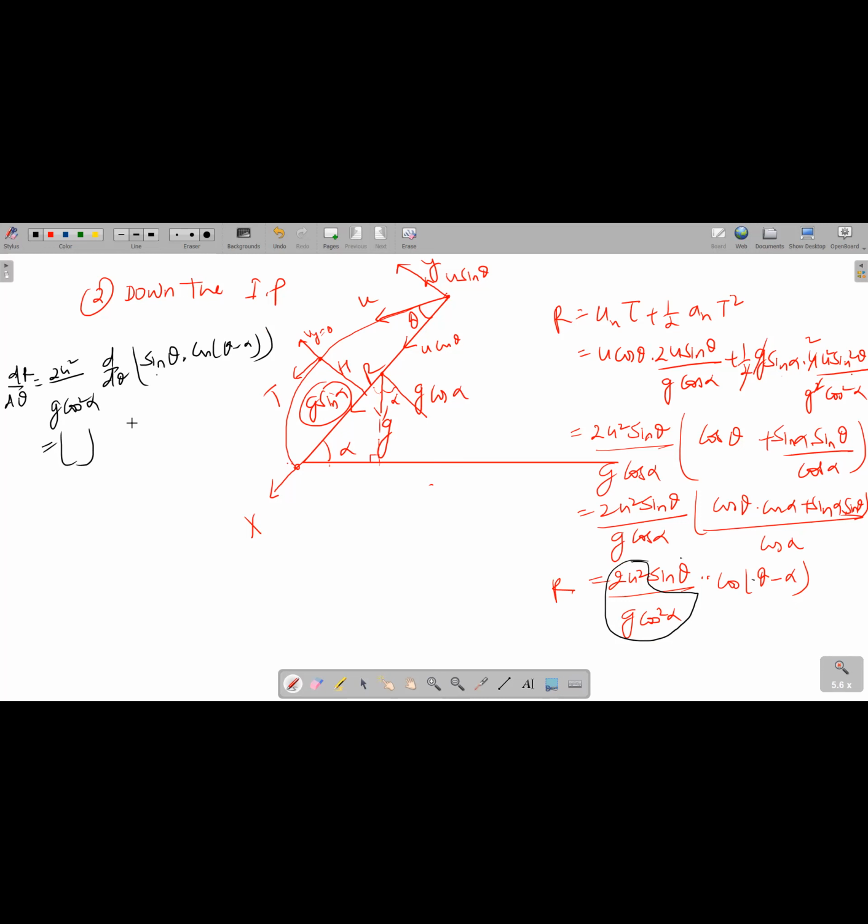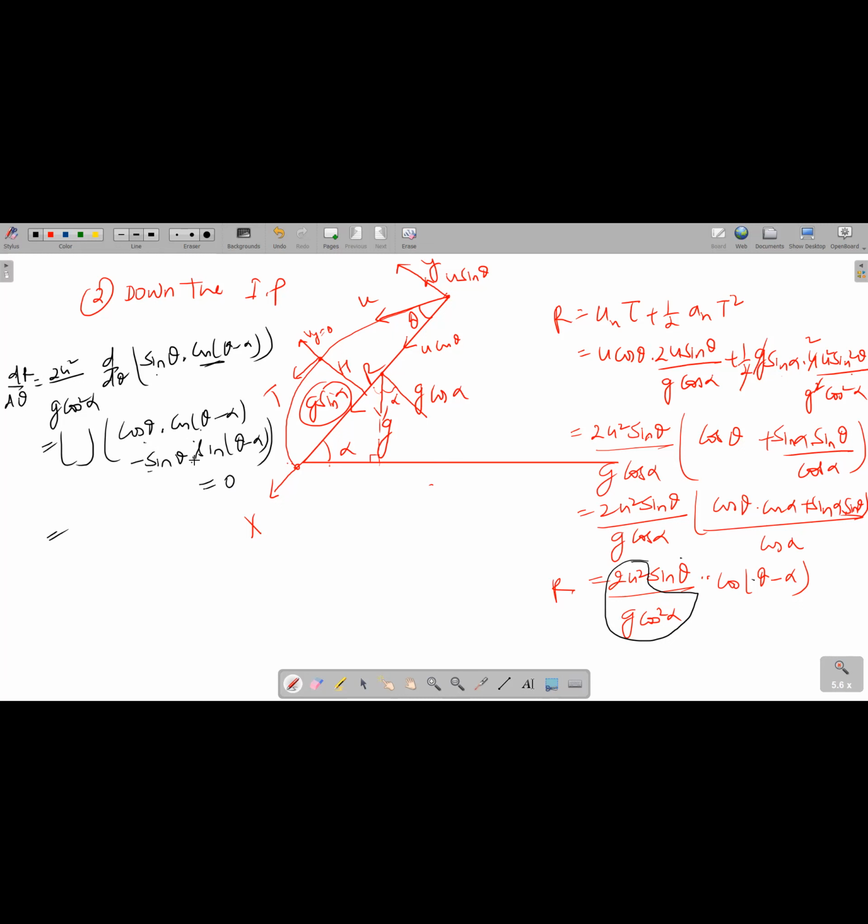This is the product rule, u into v. So differentiation of sin is cos theta, and this will remain as it is. And this is minus sin theta, minus because we'll differentiate this cos. So differentiation of cos is minus sin of theta minus alpha. And now we'll equate this to 0. We differentiate it and then we equate it to 0. So this constant term is not going to be 0, so only this thing will be 0.